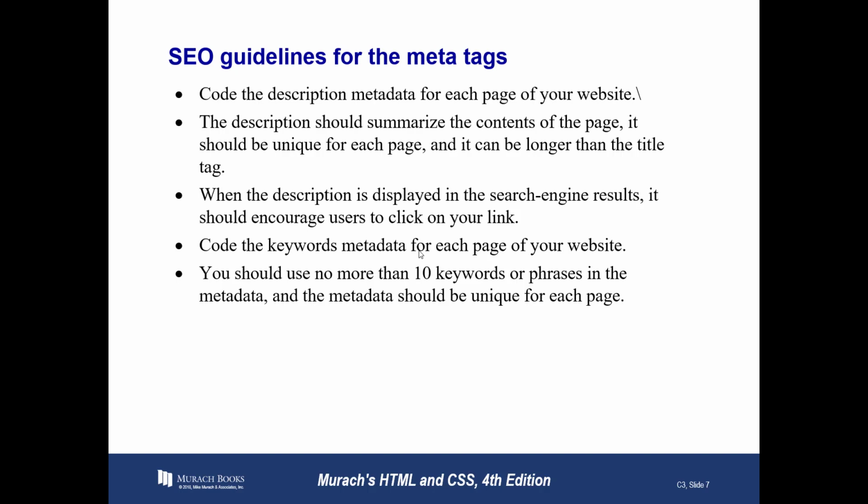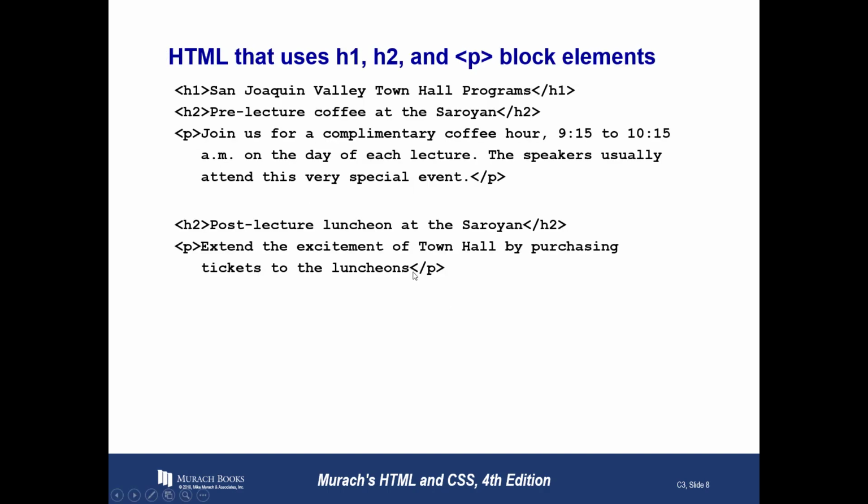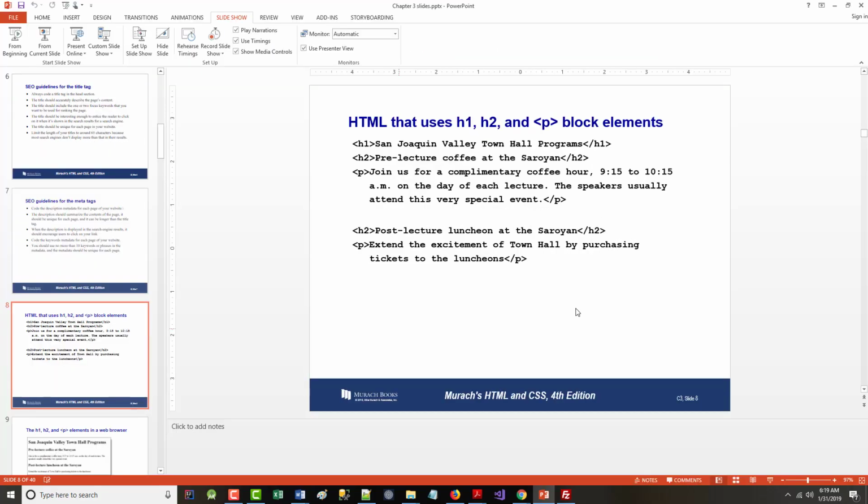Should have metadata. The description, as you already saw, should summarize the contents of the page. All right, should use no more than 10 keywords or phrases. All right. HTML that uses H1, H2, and P block elements. We already saw an H1 in the last chapter. We saw a P tag in the last chapter.